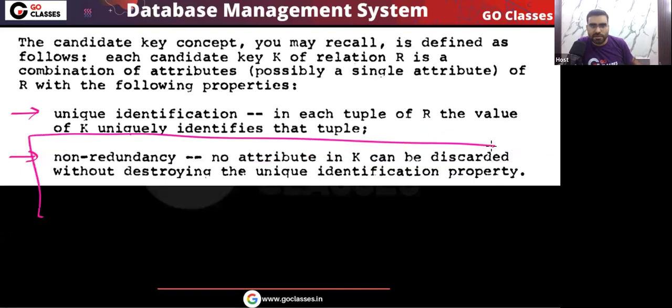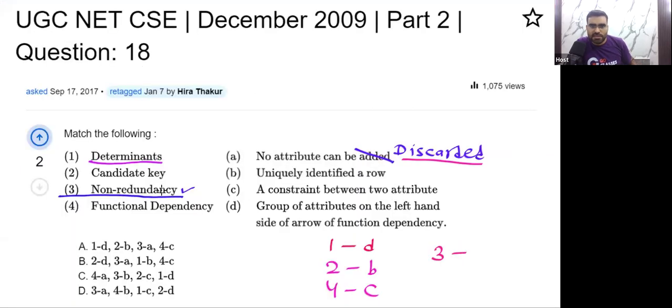Read this statement. So finally I can say that statement 3 will match with A, but actually in this A we should have no attribute can be discarded. This should be there. So finally your answer will be option A. This is the final answer. Is this clear to everyone? Please let me know. Does anyone have any doubt?